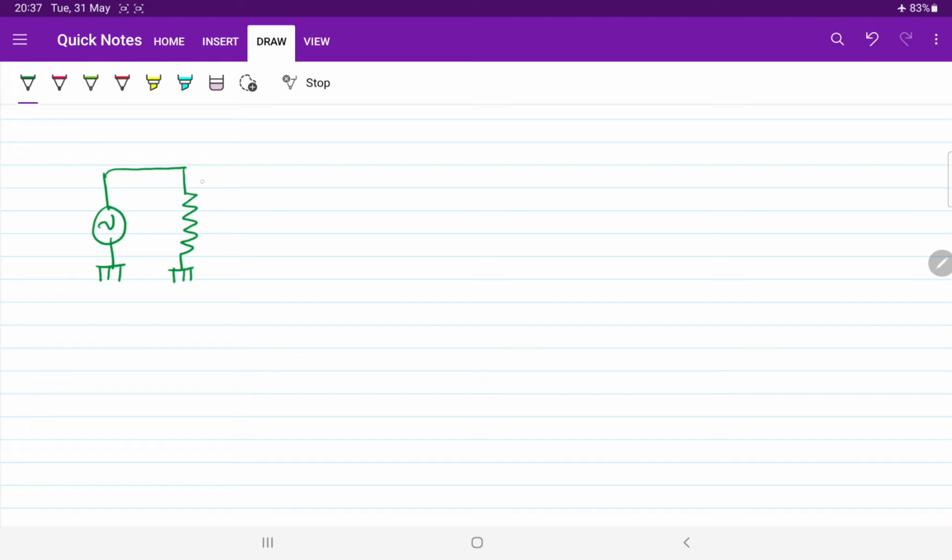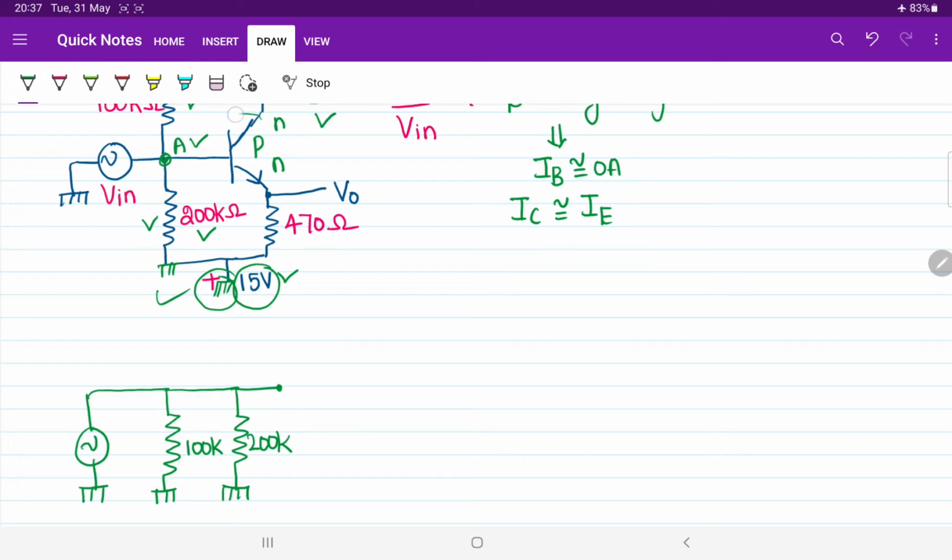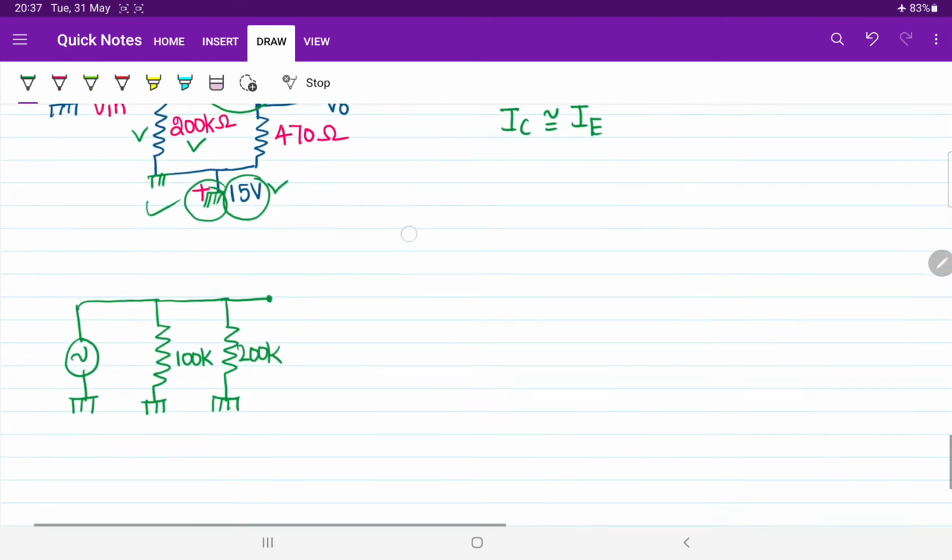That 200 kilo ohm resistor and then that 100 kilo ohm resistor, both are, can we draw like that? Of course they are connected in parallel now. From this we can easily observe that, sir, both will become parallel. After that we are reaching the transistor. Now how will you replace the transistor?